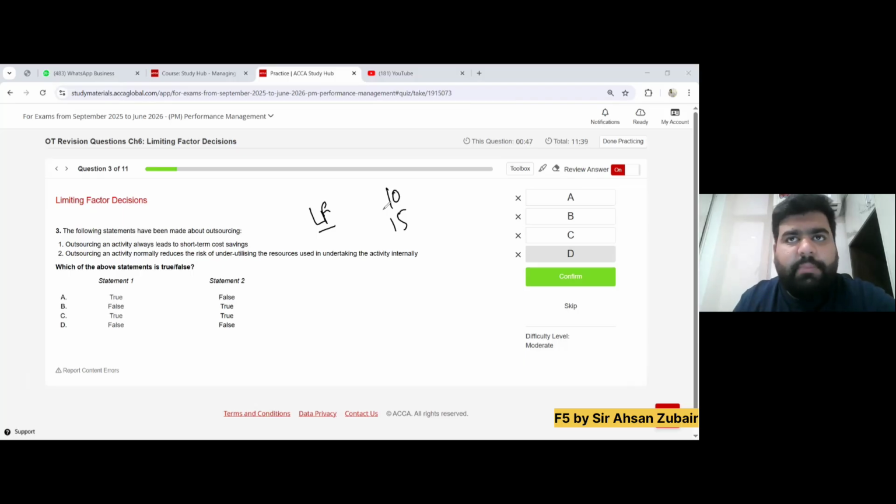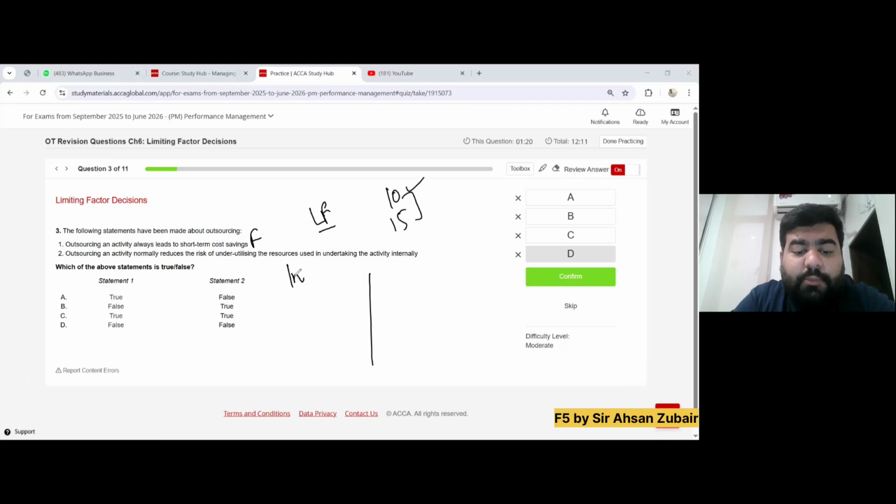No, sometimes you can't do anything, because you are having a limited resource. But you know that if I am having the resources, I would have made this product in 10, but outside you can take it in 15. So in this case, it's extra cost, not saving. So not always savings; sometimes savings, sometimes cost. This statement is false. Next statement: outsourcing an activity normally reduces the risk of underutilizing the resources used in undertaking the activity internally. Yes.